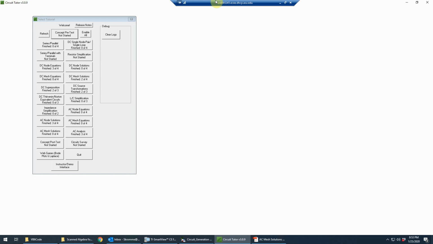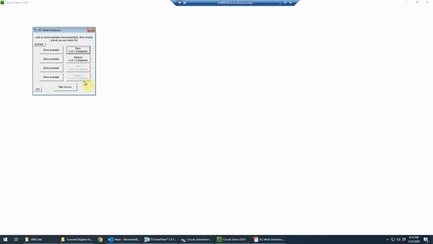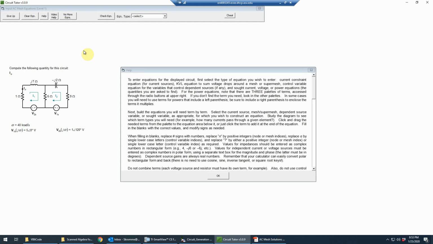This is an example of an AC Mesh Solutions game in Circuit Tutor at level 1. So go into the AC Mesh Solutions game. And we do have examples available here in multiple levels of difficulty, so it's generally a good idea to look at some of those prior to starting the problems. In this case, I'm just going to go straight into a problem at the easier level 1.